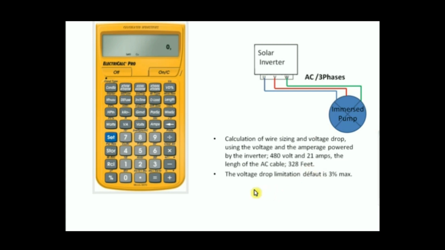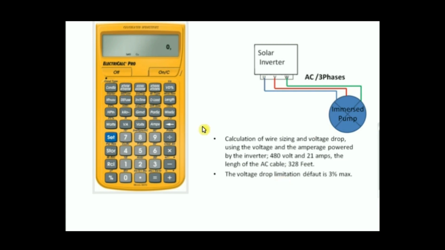The most important thing is we have to respect the voltage drop limitation default, which is 3% max. So we don't want to go above this value. The value of this voltage drop that we're gonna have in the end must be lower than 3% to respect the standards.